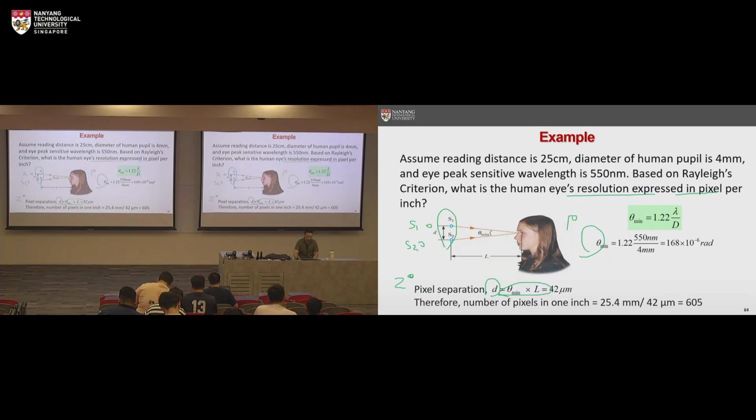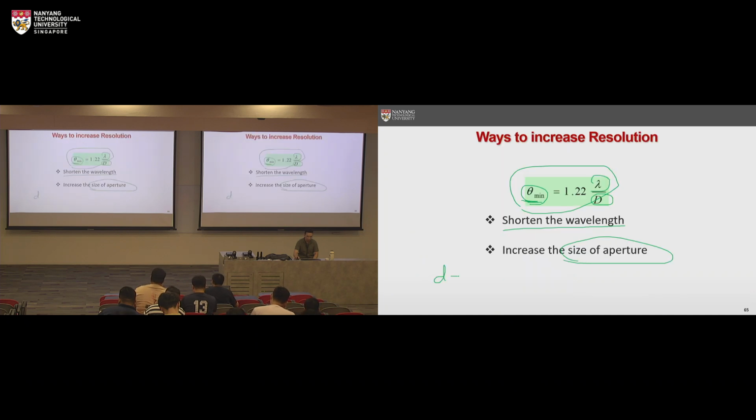Okay, similarly, we know that the pixel separation is d equals theta times L, right? So again, if the question asks you how can you increase the pixel separation, then of course you can try to increase this value, which means increase the wavelength, right? Because if you increase the wavelength, the theta will be bigger, then the pixel separation will be larger. Or decrease the size of the aperture, right? Which means you want to make the d smaller.